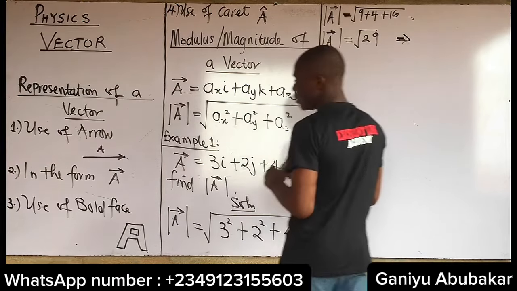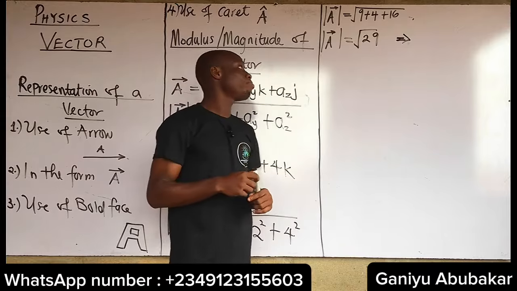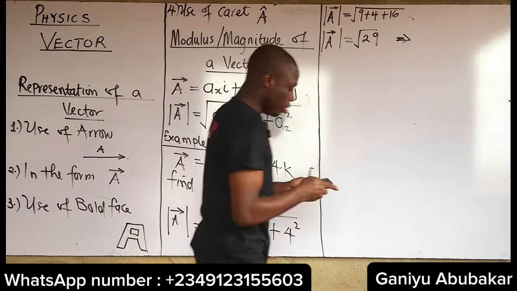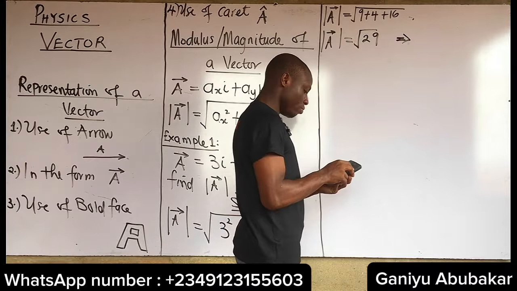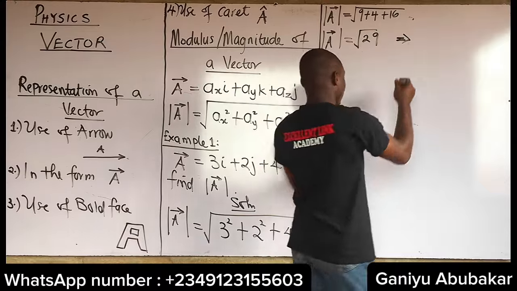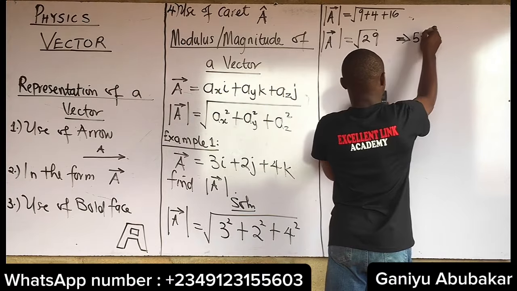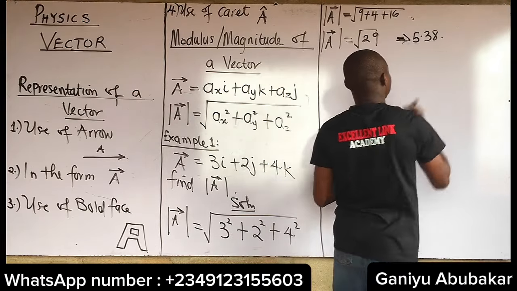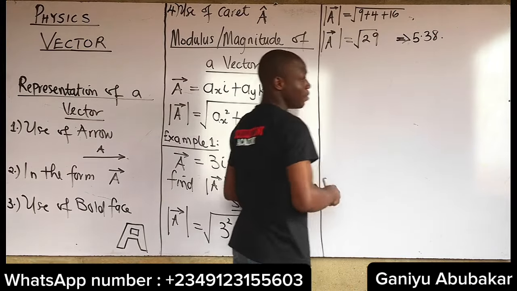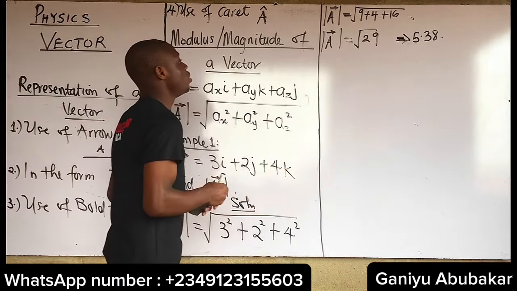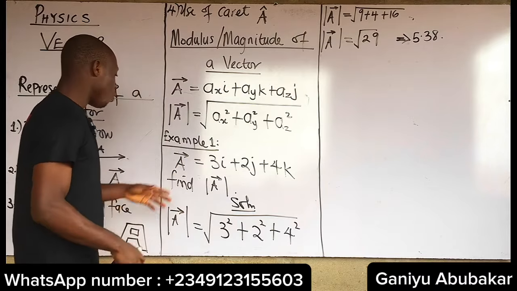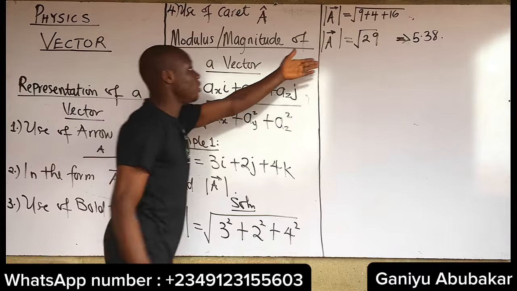In 2 decimal places, if I punch root 29 on my calculator, I have 5.38, if you wish, but that's not so important. If you wish, you can put your answer in decimal form to two decimal places, as you can see. So the modulus or magnitude of vector A is this.